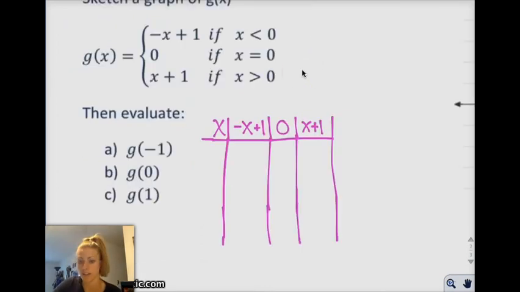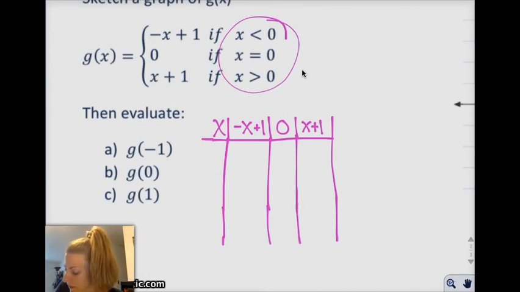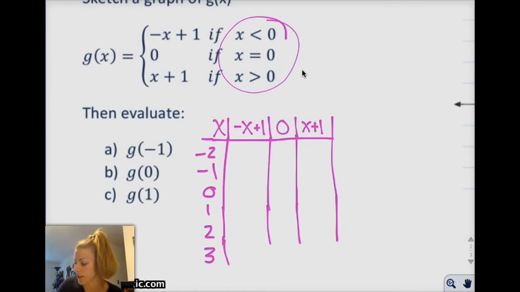So then I pick some values of x. I'm going to go with some negative numbers. Really, you want the different areas of the domain. So I'm going to pick a couple negative numbers, so negative 2, negative 1, 0, 1, 2, 3. And I should be okay after that. I should be able to figure out what it looks like from there.